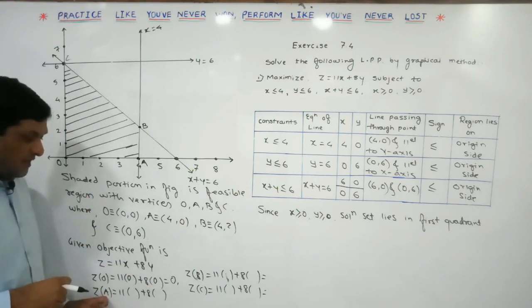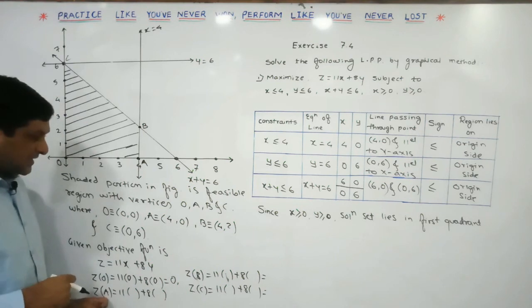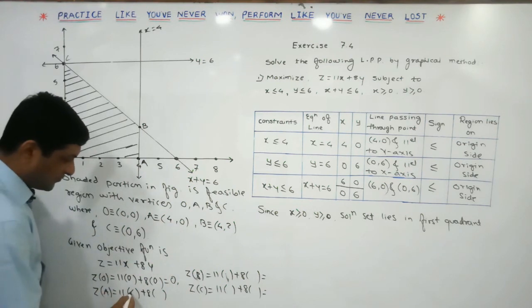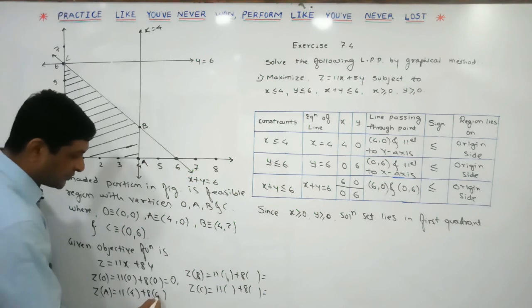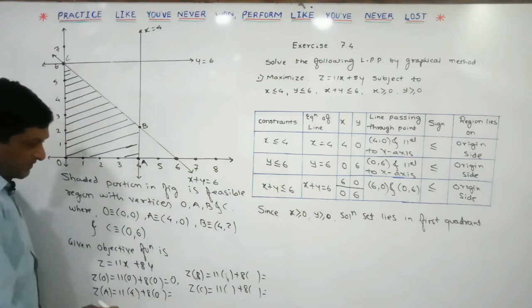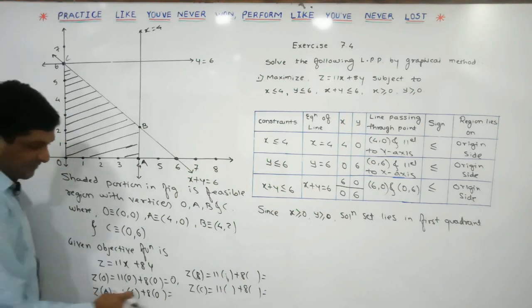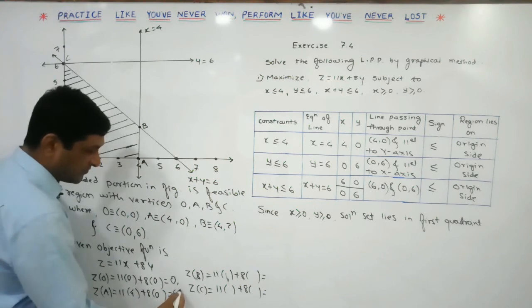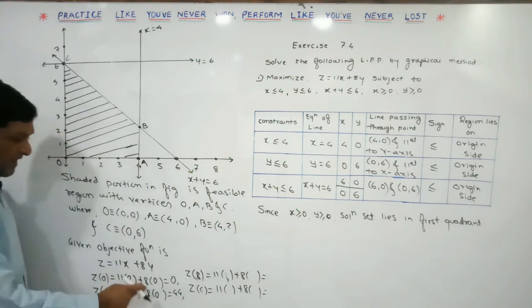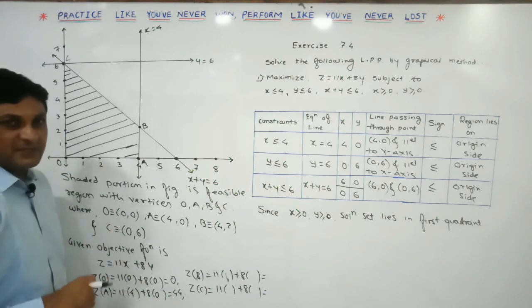Now we are finding the value of the objective function at vertex A, whose coordinates are 4, 0. Here 8 into 0 is 0 and 11 fours are 44. So what addition are we getting here? 44. In this way we have got the value of the objective function at vertex A.